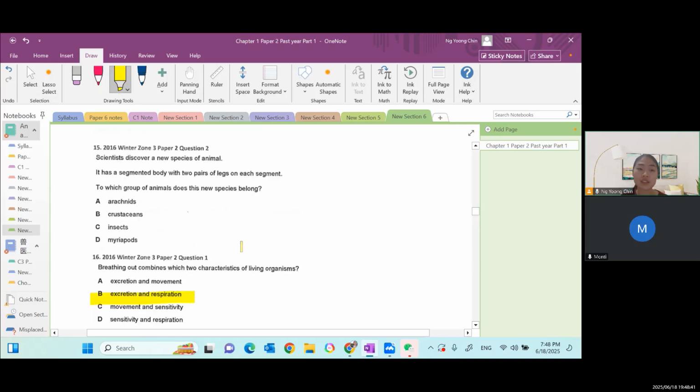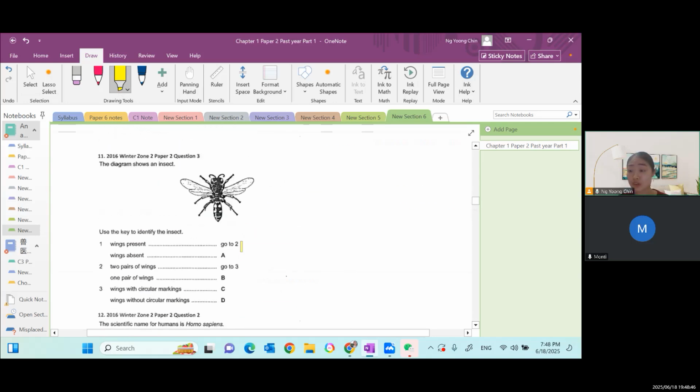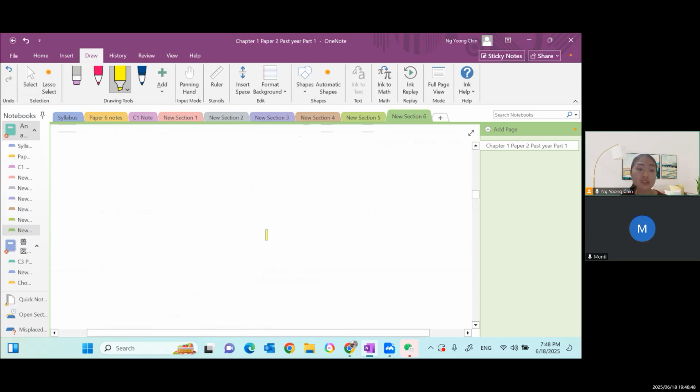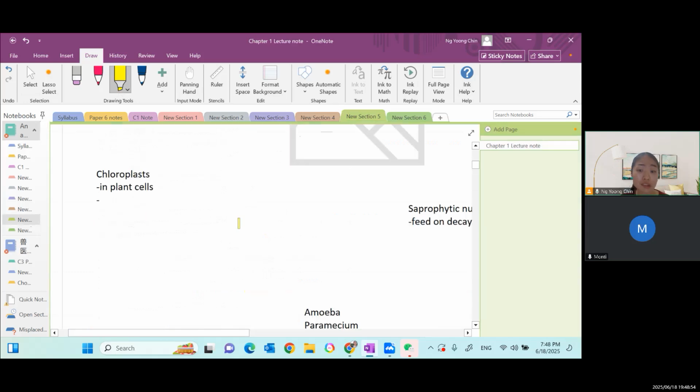Okay, for your information, paper 2 is not easy. It's not really difficult to score, but most students feel that it is difficult to answer paper 4. Okay, maybe I can show an example of the questions.